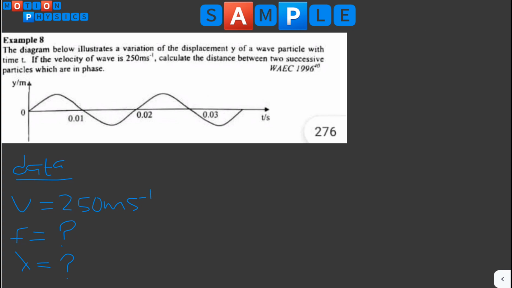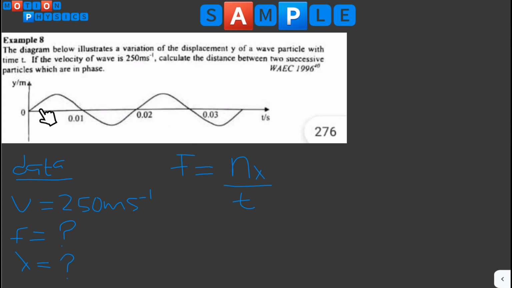Now the next thing is, how can we get our frequency? Do not forget that frequency is the number of wavelengths over time taken. So I just need to count the number of wavelengths occurring here. So we'll pick out the wavelength.